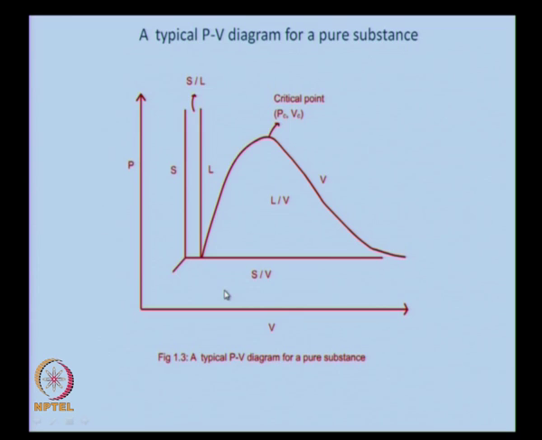And unlike the PT diagram, we have regions instead of lines where you have a combination of 2 phases existing. For example, in this region you have a solid liquid combination existing, in this region you have a solid vapor combination existing, and under this curve, you have a liquid vapor combination existing. The critical point which we saw earlier is represented by PC, VC here on top of this particular curve.